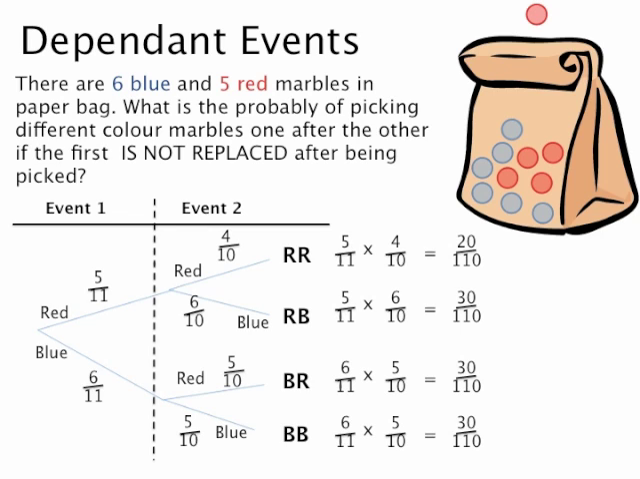What does it say? It says, what is the probability of picking different colour marbles one after the other if the first one is not replaced after being picked? So different colour, that's red and blue, and blue and red. And this time we add those together, so we get 60 over 110. Which is different to 60 over 121, which is what we got when we were replacing the marble the first time. So hopefully you can apply that to the homework question and look at it again and have another go at working out the probability without replacing the marble.